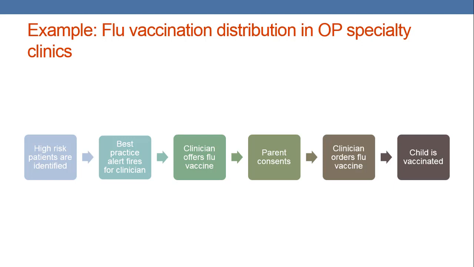So our big innovation in our first year of doing this was to build a high-risk registry for patients who are at risk for complications from the flu, using CDC guidelines, and to build best practice alerts to let clinicians know, once we have the flu vaccine, which of their patients are at high risk, so that the vaccine can get to those patients most quickly. And then the rest is a workflow: the clinician offers the flu vaccine, the parent consents, the clinician orders the flu vaccine, and the child is vaccinated.